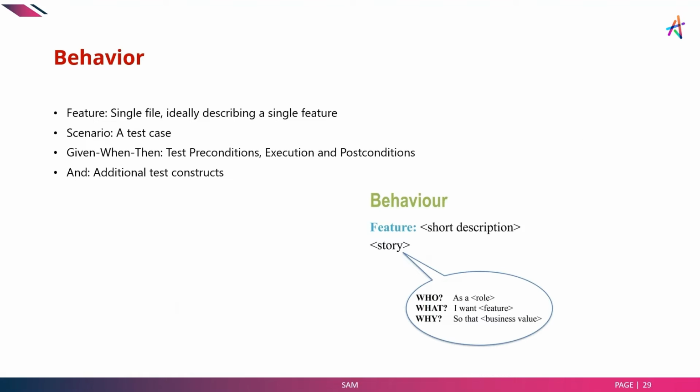As I informed you earlier, a feature file is a single file. A scenario is a test case. Given, when, then is basically your test precondition, execution, and post condition, and additional test constructs.